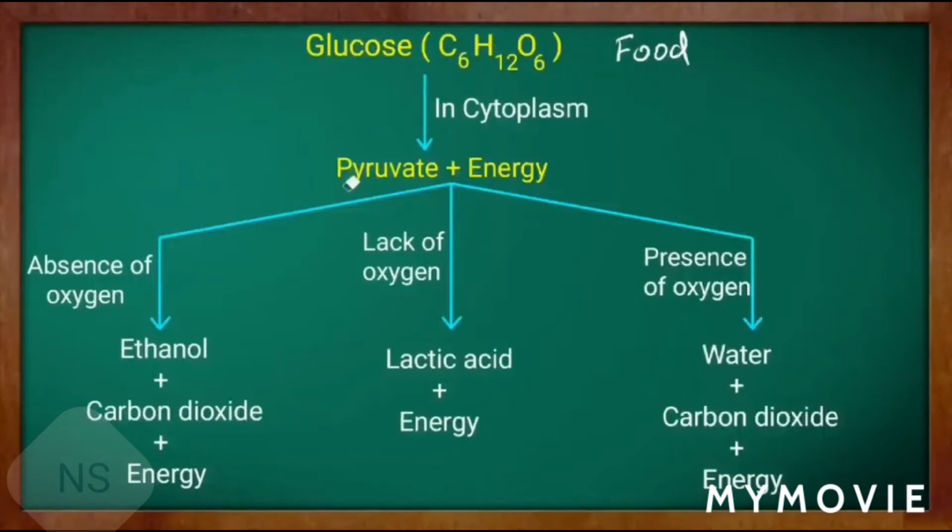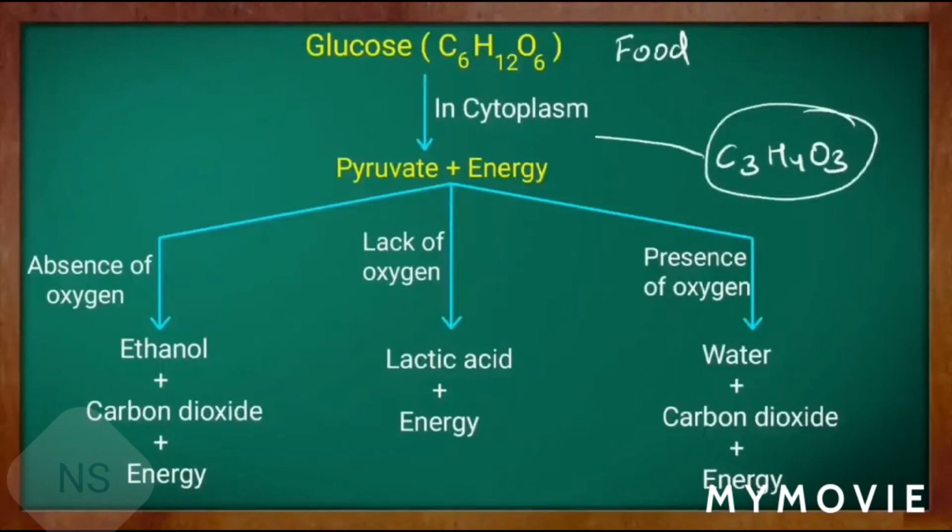You know that whatever food reaches the cell by means of blood, it enters the cell by a process called assimilation. The glucose that enters the cell in the cytoplasm, a 6 carbon molecule, gets broken down into a 3 carbon molecule called pyruvate. This process is called glycolysis. Pyruvate has the molecular formula C3H4O3.